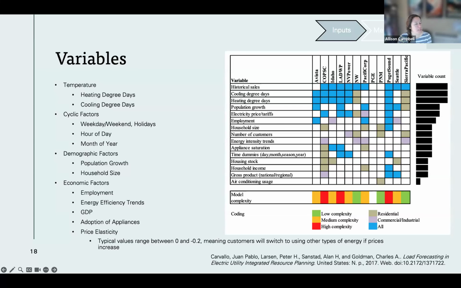So let's look for a moment. My colleague JP has a publication from several years ago, which looked at the dominant variables that were incorporated into utility load forecasts in their IRPs. So we can see here that some of the most common variables are historical sales. So those would be looking at your previous sales, cooling degree days, heating degree days, population growth, electricity prices, employment. So you can see that for the most part, these are the variables that are important in electricity forecasting.